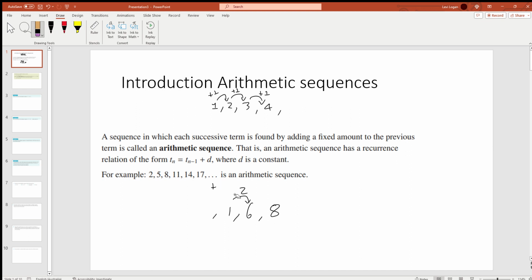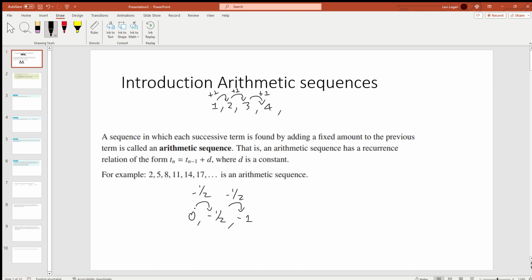But you can also have it going in the opposite direction. It doesn't have to be positive numbers either. For example, it could be a half, then 1, then 3 on 2. Then we can see the pattern: it's increasing by a half. It could also be going backwards. For example, 0, negative a half, negative 1, it's decreasing by a half each time. So that is an arithmetic sequence.